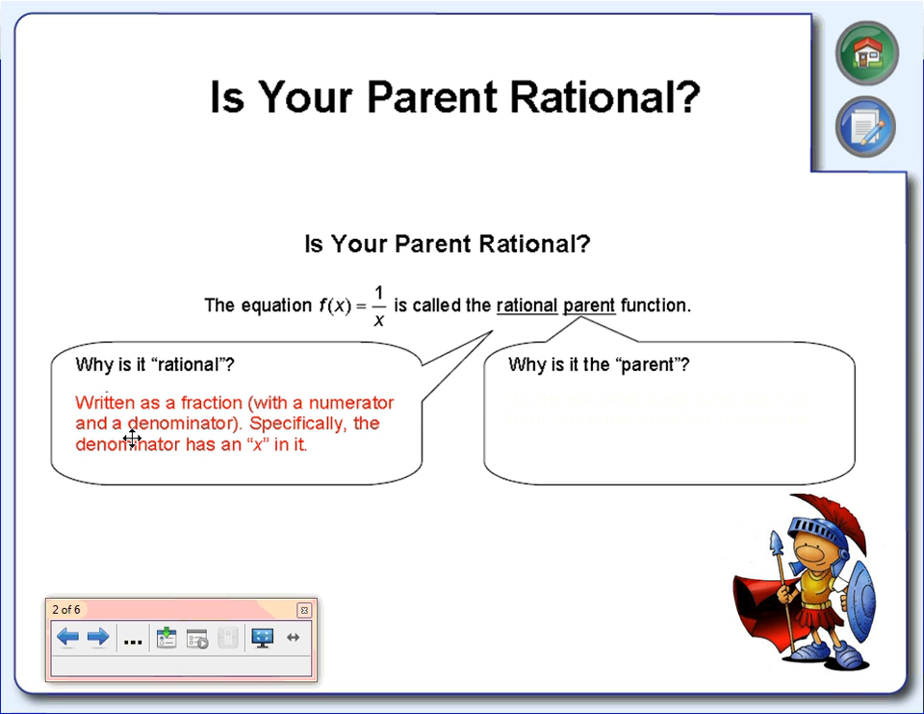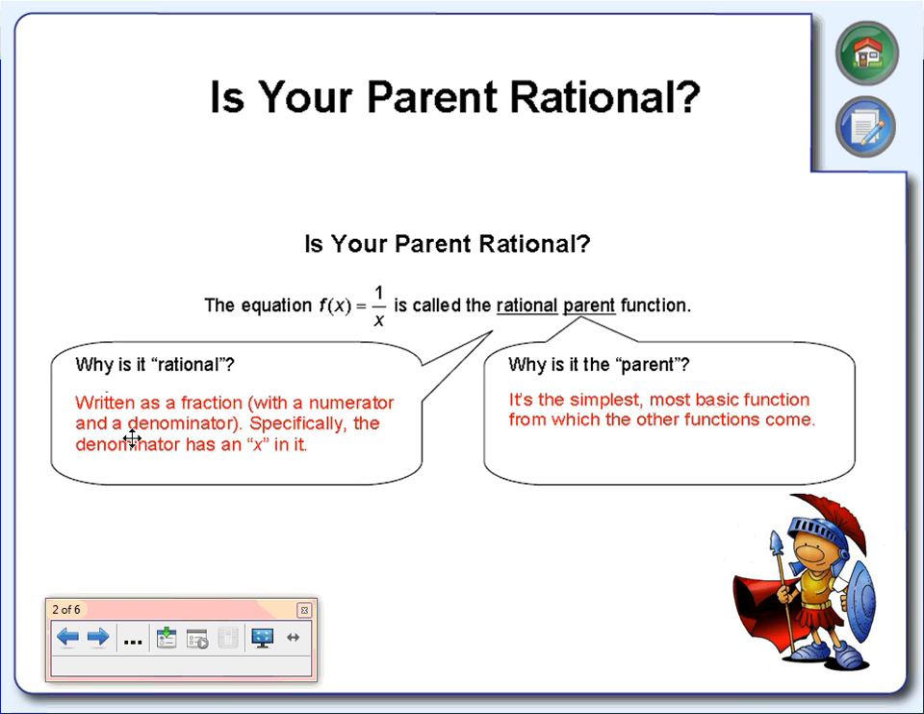So why do we call it a rational parent function? What does the parent part mean? Well, we've seen parent functions before. When we talk about parent functions, we're talking about the simplest or the most basic of functions. In other words, we're not adding anything, we're not subtracting anything, we're not multiplying by anything. We're looking at the plain Jane function. Nothing fancy to it, which is what we have here. 1 over x is the parent function for our rational. There's nothing added, nothing subtracted, nothing multiplied. It's the simplest form.